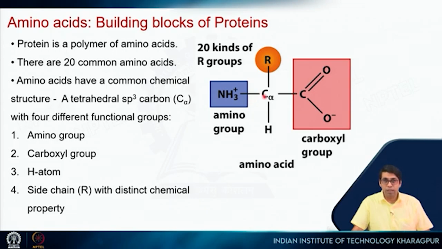So there is this alpha carbon, and we know that when carbon is sp3 hybridized, it can bind to 4, it has 4 hands. So one is the amino group, the other one is the carboxyl group, the third one is a hydrogen, and the fourth one is referred to as an R group, which can be different. And it turns out that for common proteins there are 20 different types of amino acids, and they have these different R groups.